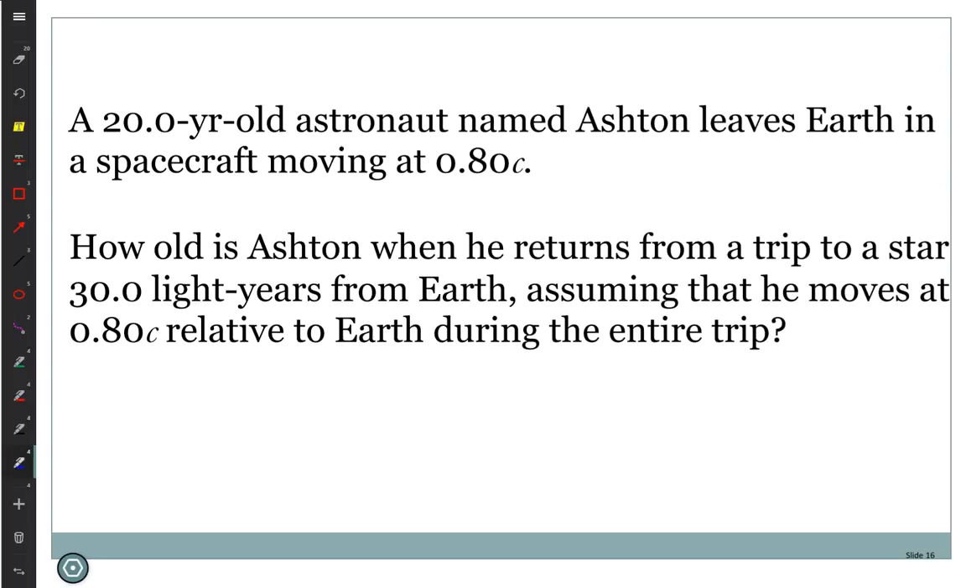So, a 20-year-old astronaut named Ashton, I changed the name to match my grandson, leaves the Earth in a spacecraft that's traveling at 0.80 c. How old is Ashton when he returns from a trip to a star 30 light years from Earth, assuming that he moves at 0.8 c relative to Earth the entire trip? How would we solve a problem like this?